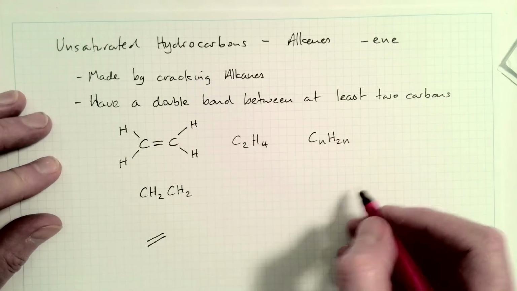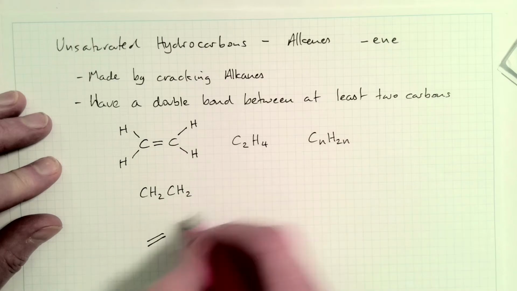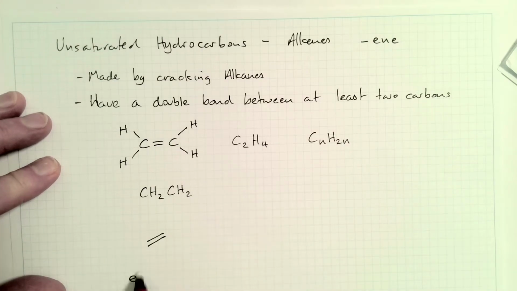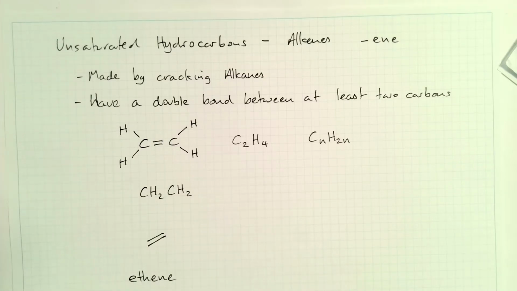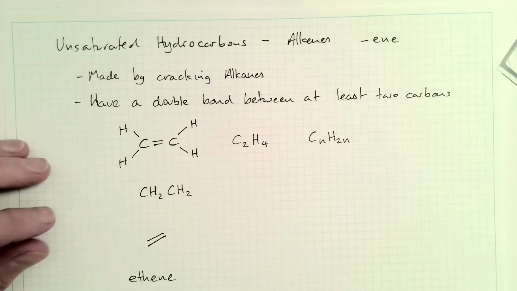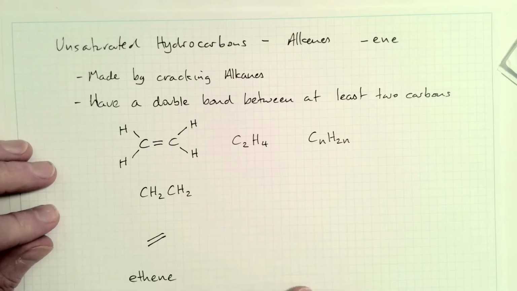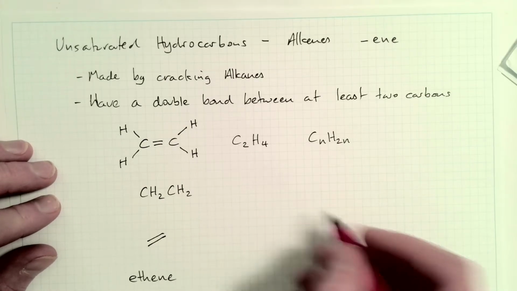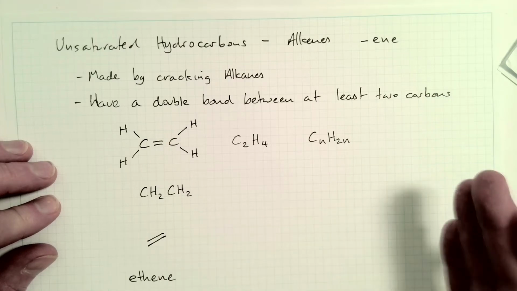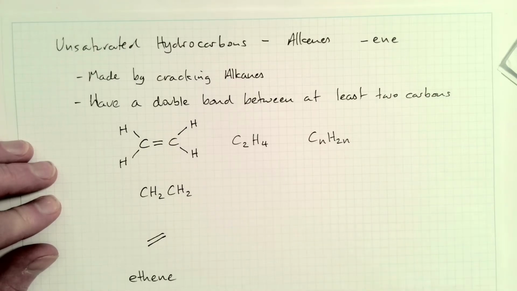So let's have a new structure. We're going to take the two carbons, and this is ethene. Now ethene and propene are easy enough. They've only two or three carbons. You can only have individual structures for those, but for alkenes with more carbons, the double bond's going to appear in different places, so they have to be named accordingly.